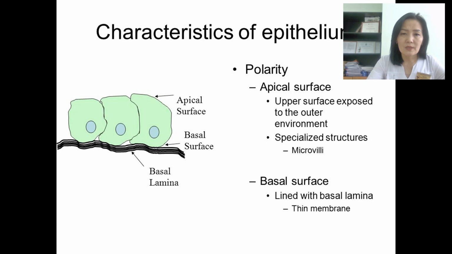In this slide, we can see some epithelial cells which have an apical surface, a basal surface, and a lateral surface. Also, we can see the basement membrane, or basal lamina.